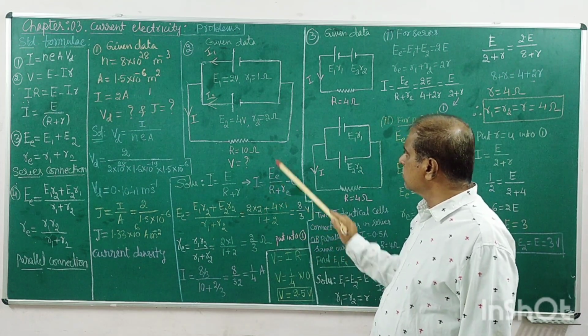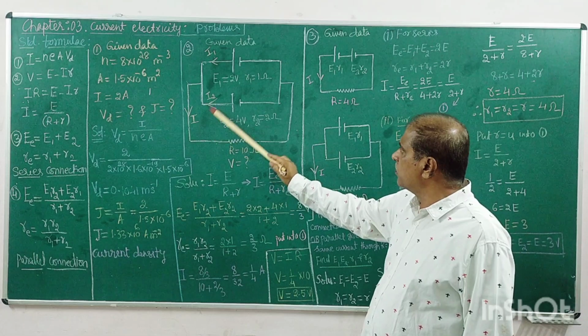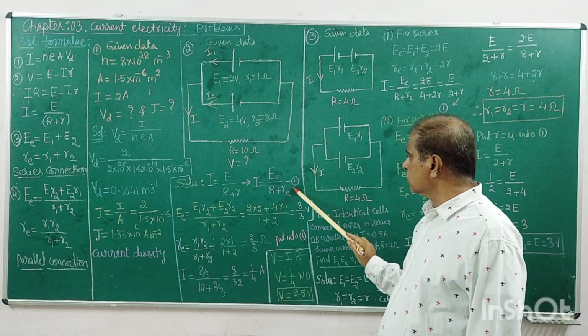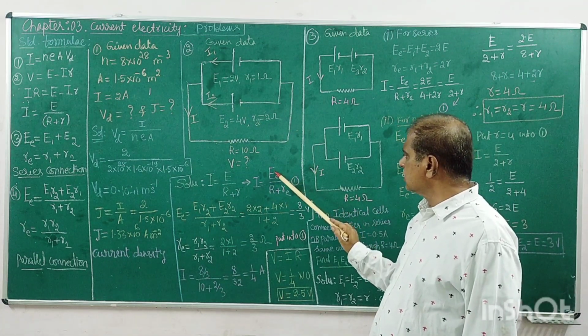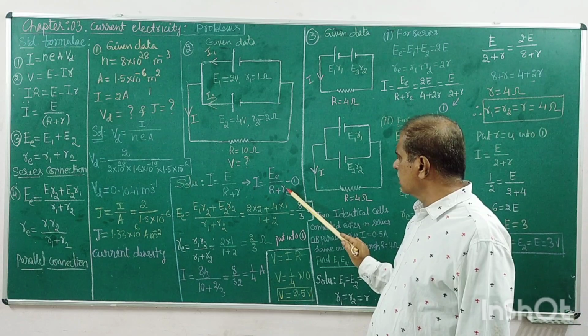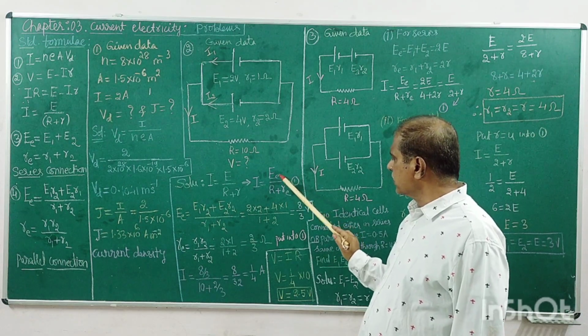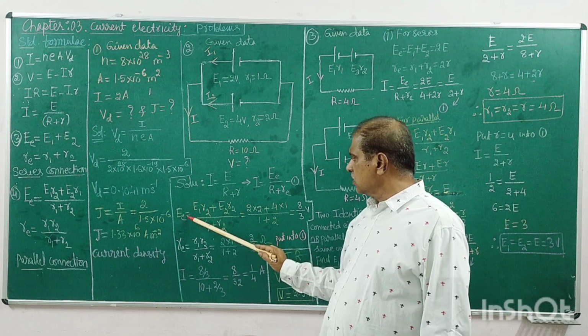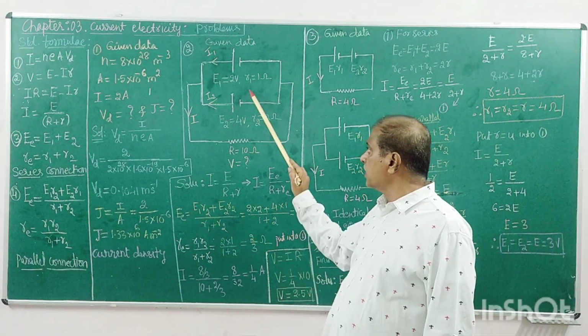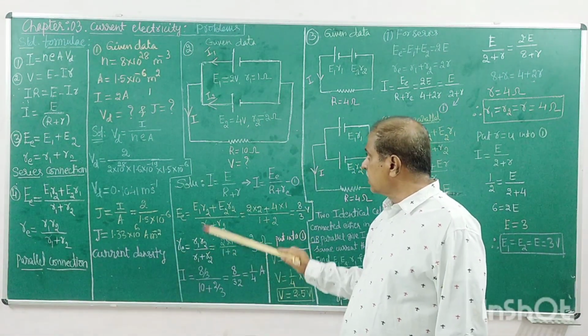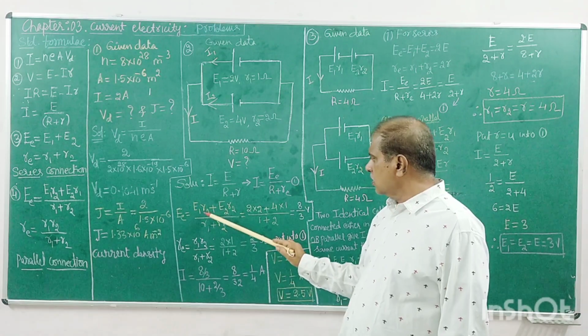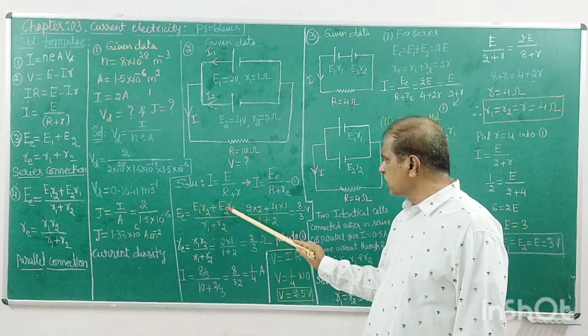This is I for this circuit. We know the equation for effective E and the equation for effective resistance. Calculate them and put them into the equation. For the calculation, use this equation, since it is for parallel connections. Write these values. All these values are given.